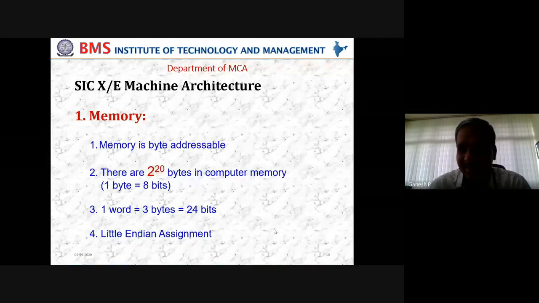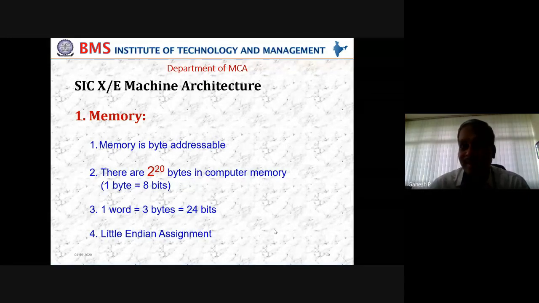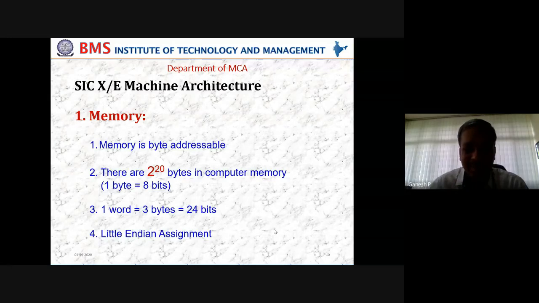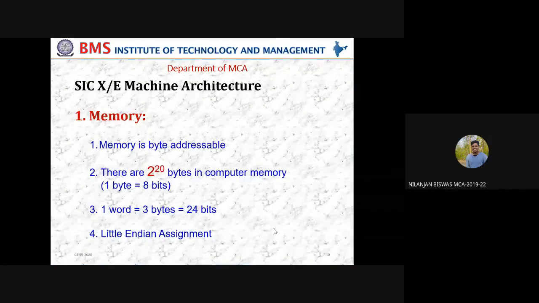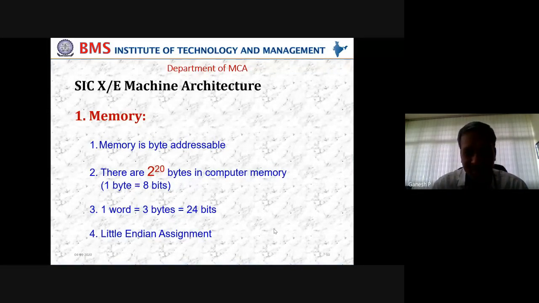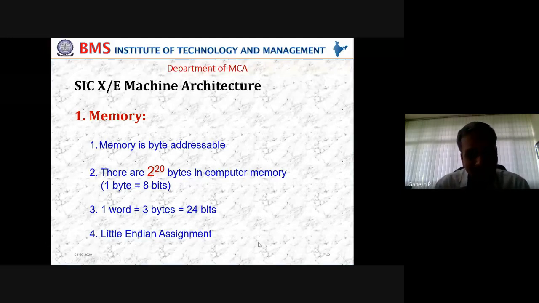So what are you saying in SIC XE now? 1 MB, 2 power 20. Will you accept that SIC XE is an advanced version of SIC? Yes, sir, because we see some difference. The remaining 3 are the same. SIC memory had byte addressability, SIC XE also has byte addressability. No difference. In SIC, one word was 3 bytes, even in SIC XE, one word is 3 bytes. SIC was Little Endian assignment, and SIC XE is also Little Endian assignment.